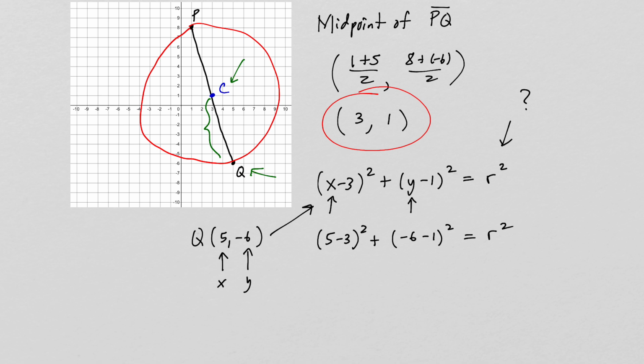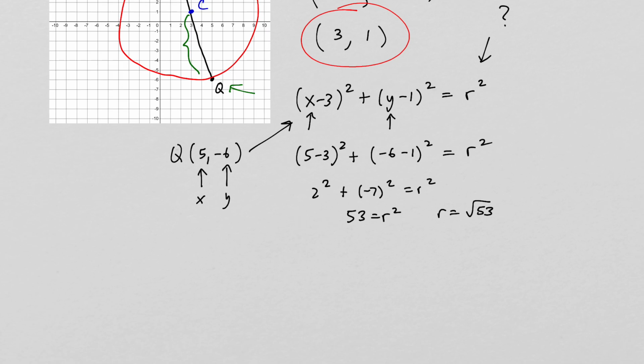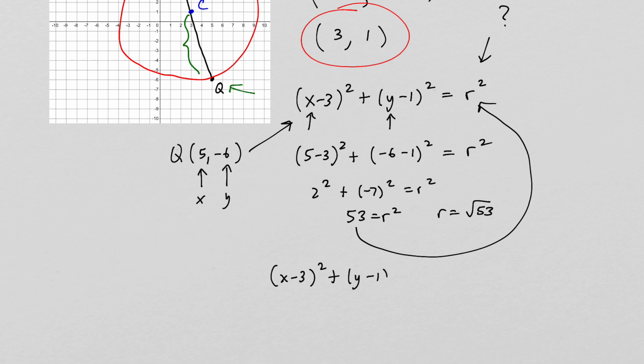And notice that this will allow us to solve for r squared. So this is 2 squared plus negative 7 squared equals r squared. That's 4 plus 49, which is 53, equals r squared. So the radius is actually the square root of 53. But for the equation of the circle, we'll just plug 53 in for r squared. All right, so the equation of the circle is this.